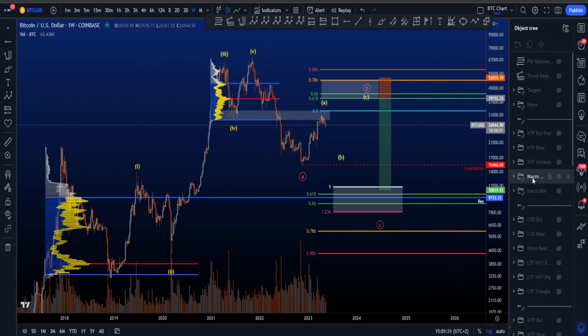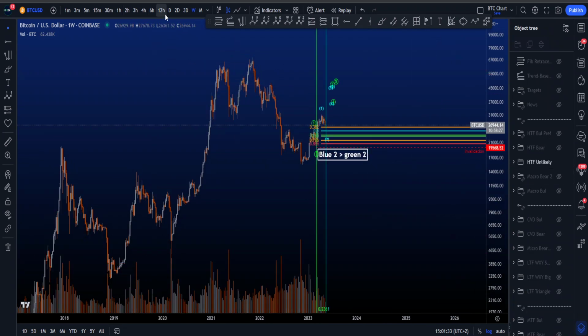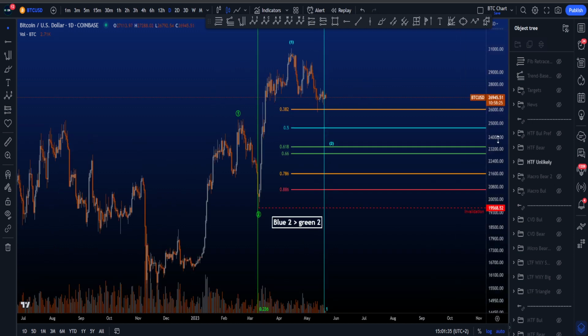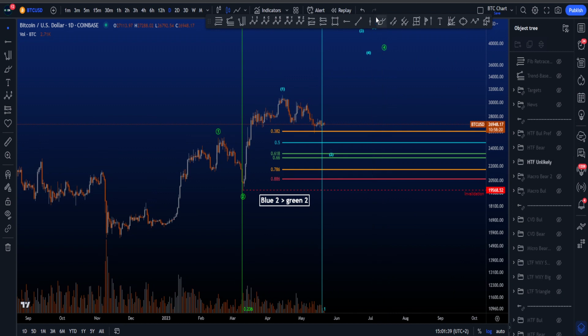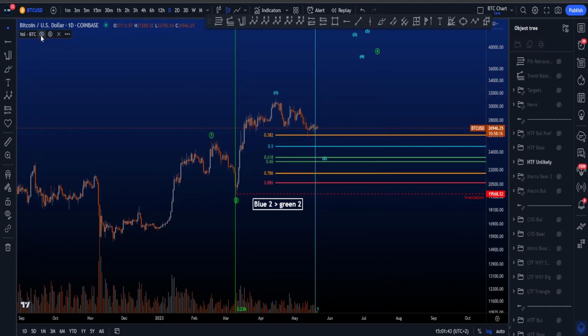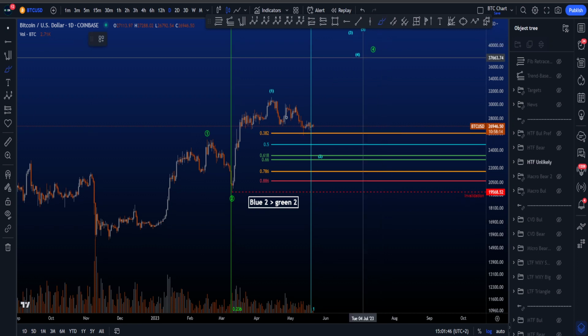So this is the macro bearish scenario. If we then zoom in to the daily time frame and actually have a look at what has been going on, I have an unlikely scenario and then a bearish and a bullish scenario. And the unlikely scenario is the one I'm going to start with, which is the 1 2 1 2.